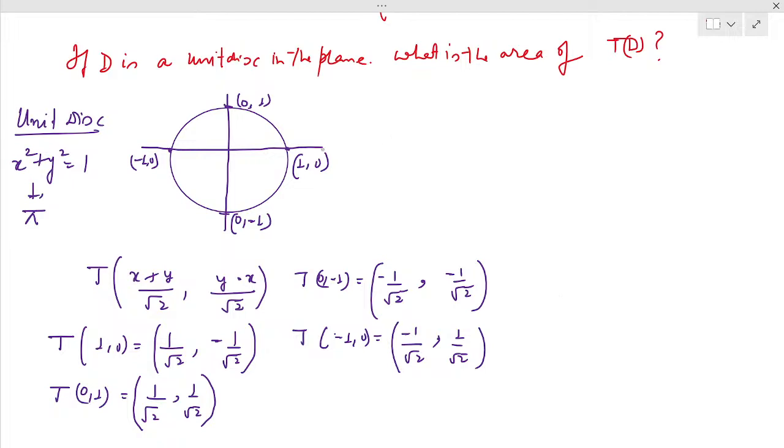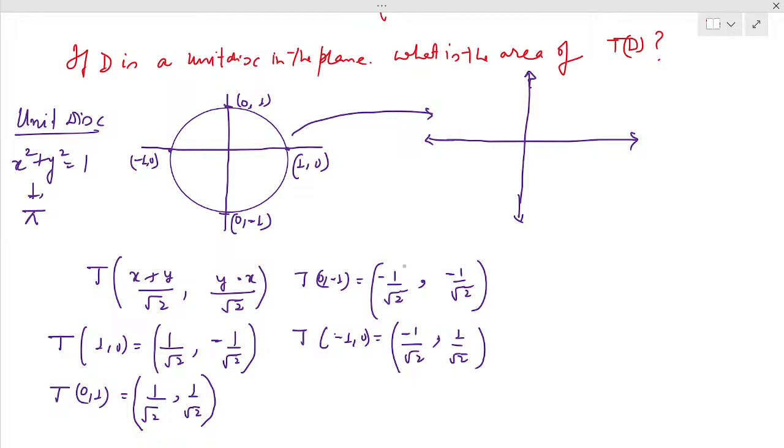Is that clear? So basically what will happen? It will go on to transform into... square them up and add them up. They are coming as 1 only. So again they will be mapped to a unit circle only.